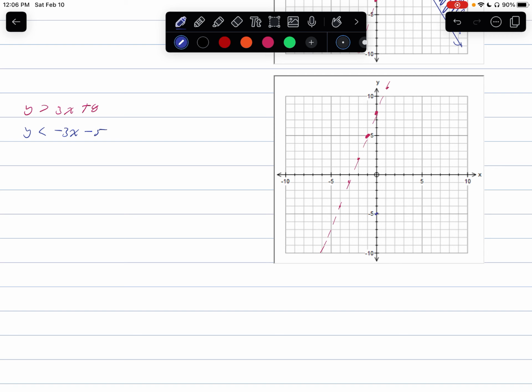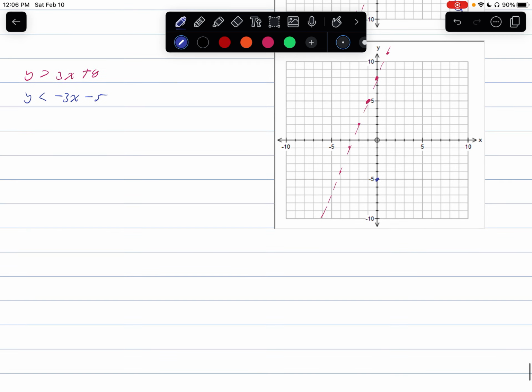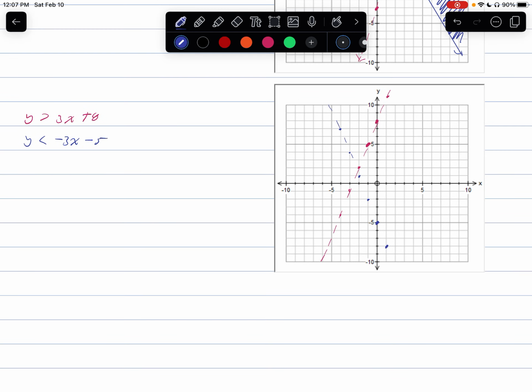Okay, so then we have y is strictly less than negative 3x minus 5. So we'll start by going down 5, and we have a slope of negative 3. So we'll go down 3 to the right 1, or this is the same thing as going up 3 to the left 1. And we have y is strictly less than negative 3x minus 5, so we're also going to use a dashed line for this one. Okay, so that's what these two lines are going to look like. So we're not going to include either of these lines in our shaded region.